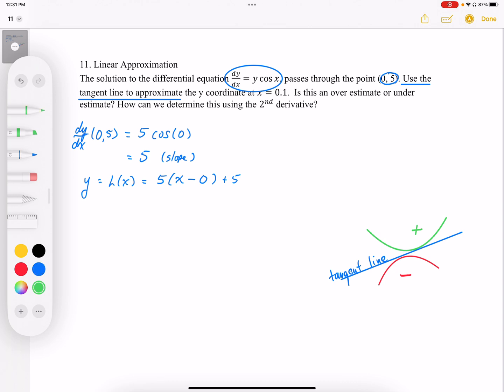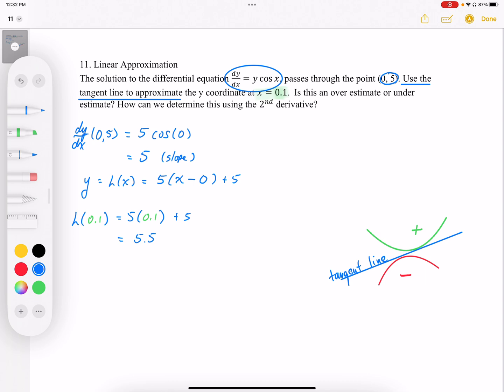I'm going to then use this tangent line to approximate a point at 0.1. So I'm going to plug in x as 0.1. My linear approximation at 0.1, I'm just going to plug that into my equation. I get 5 times 0.1 plus 5, so that gives me a value of 5.5. So that is my linear approximation of the solution y at x equals 0.1. Okay, so that is my tangent line approximation.